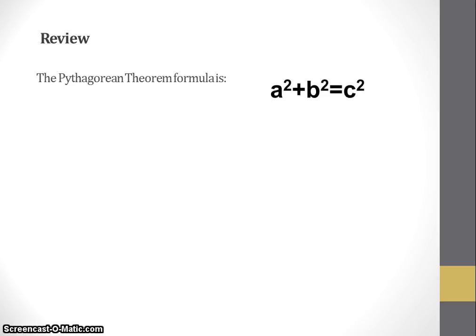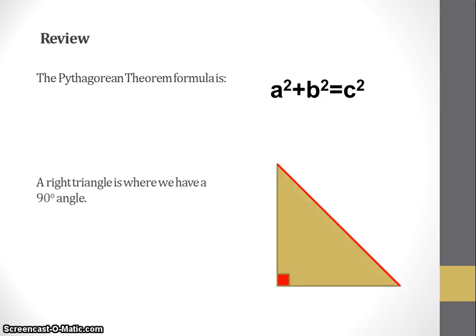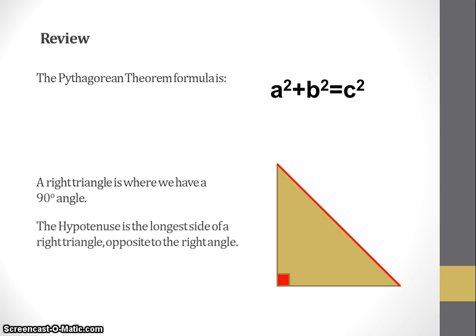Review. The Pythagorean theorem formula is a squared plus b squared equals c squared. A right triangle is where we have a 90 degrees angle. The hypotenuse is the longest side of a right triangle opposite to the right angle.